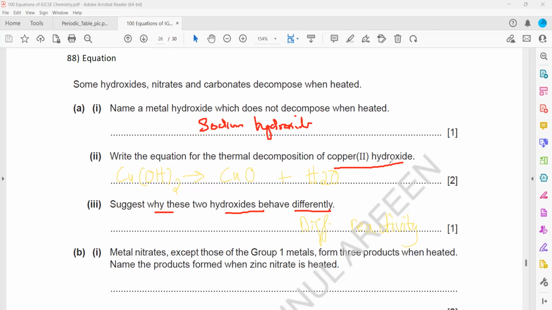That's right. Metal nitrates, except for group 1 metals, form three products when heated. Name the products formed when zinc nitrate is heated. If we heat zinc nitrate, what are the products formed? We just have to name those products: zinc oxide, nitrogen dioxide plus oxygen.